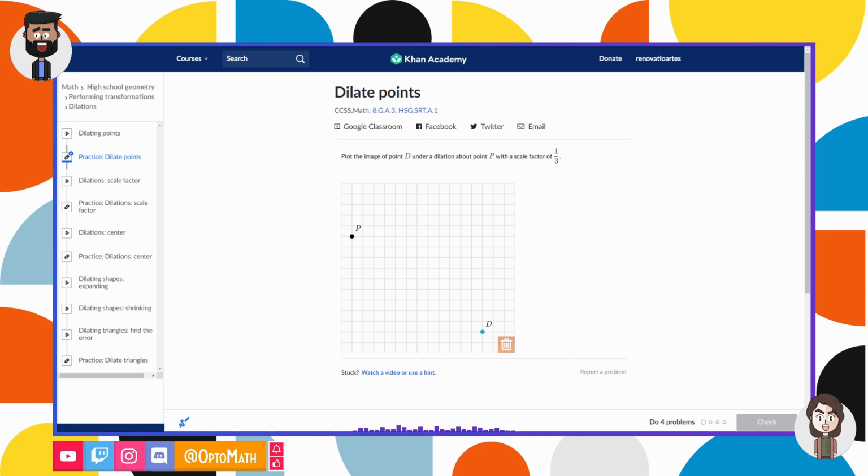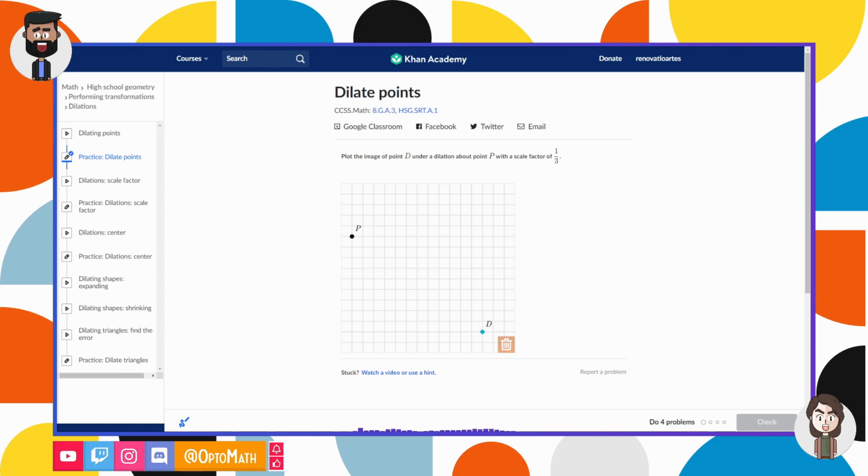In this case, we're going to dilate a point D. It's called our preimage because it's the first picture we're beginning with. Now, when it says plot the image of point D, image is a fancy word to say the picture you get after you do something. In this case, dilate our preimage point.